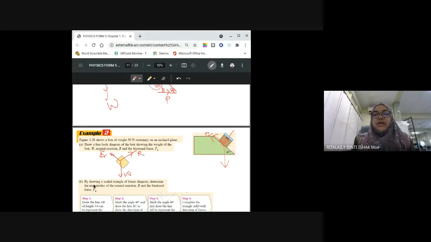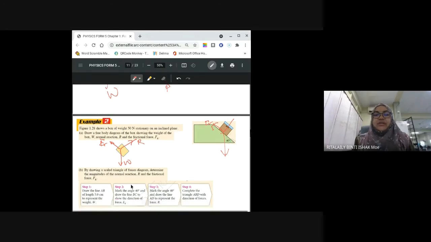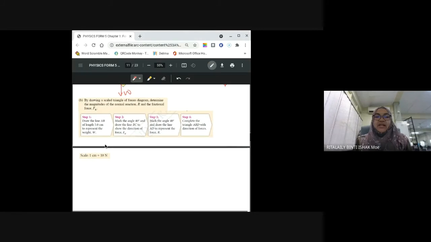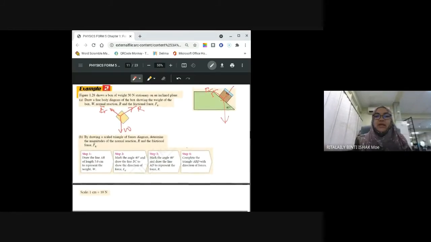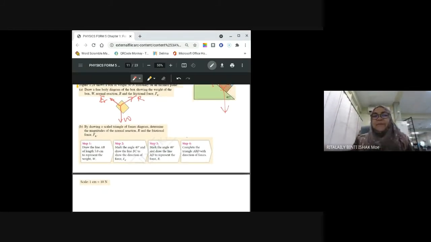Okay. And then draw a scale triangle of force. So we have to draw, and they have already given the scale: 1 cm to 10 Newton. Like before, like example 1, the method. First we need to know which one is where. So we know that R and FR are perpendicular. So let's draw R. Okay, let's say this is R and this is FR, and they are both perpendicular, and this is W.